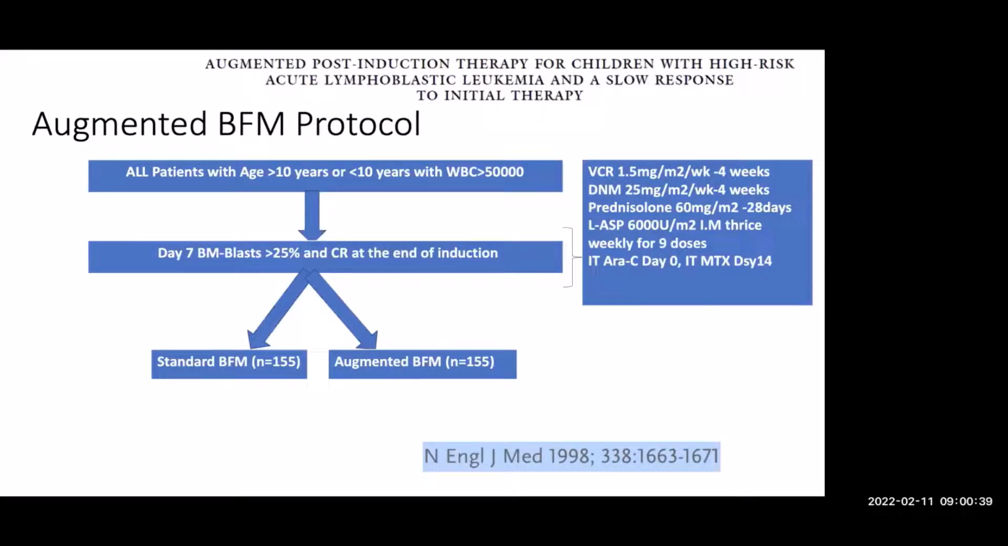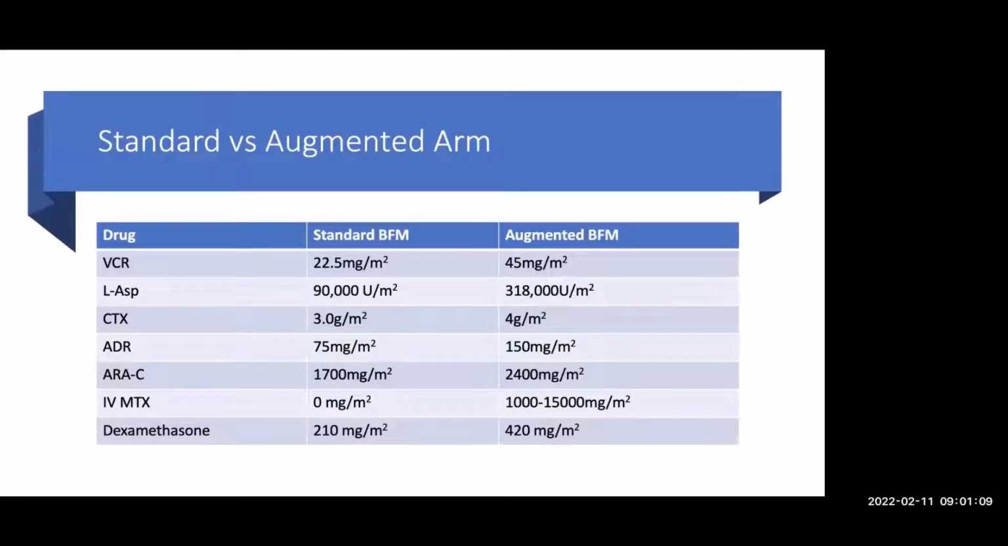This is the augmented BFM protocol done in children with ALL. In these patients who are more than 10 years of age, and less than 10 with white cell count of more than 50,000, received induction with a 4-drug regimen, and the patients who had M3 bone marrow at day 7 continued with similar induction. At the end of induction, patients who had CR were randomized into standard BFM and augmented BFM. Patients in the augmented arm received more doses of vincristine, more doses of L-asparaginase, and more doses of cyclophosphamide.